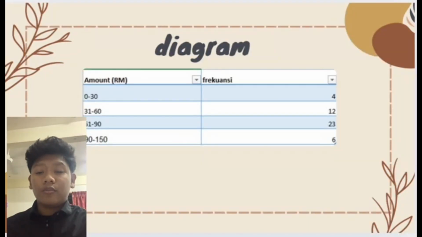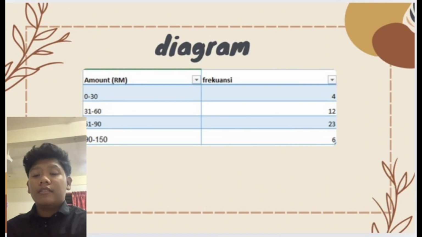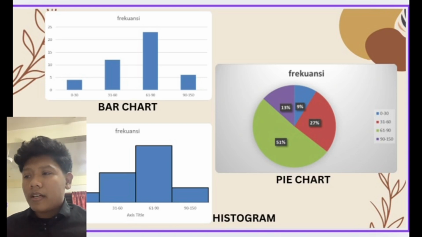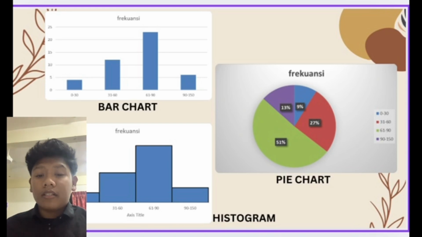Okay, now we go to our diagram. This is our table, and this is the ungrouped table, starting from 0 to 20, and the last is 90 to 150, and this is our frequency, and this is the histogram, pie chart, and bar chart.